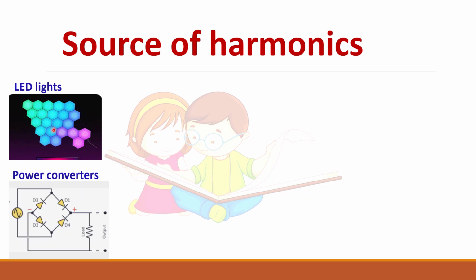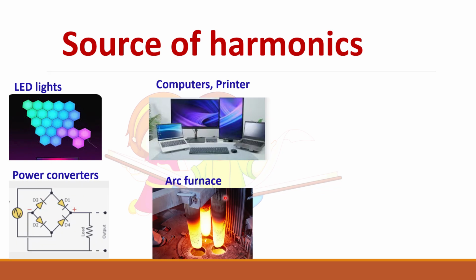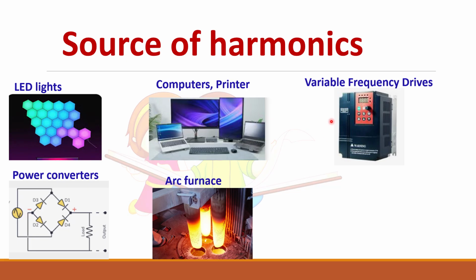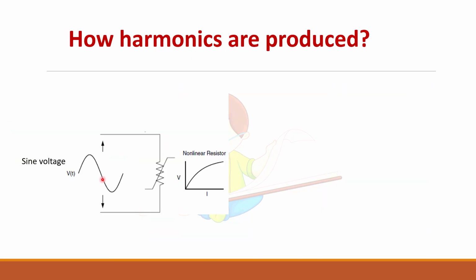We are using a lot of LED lights, so many power converters, computers, printers, arc furnaces, VFDs, electric vehicles. All these are major sources of harmonics. So we think these are all instruments which are helping us in a great way, but these are the major sources of harmonics. Let us see how harmonics are produced first. Let us take a simple example. Here we have a pure sinusoidal voltage which is applied to a non-linear resistor.